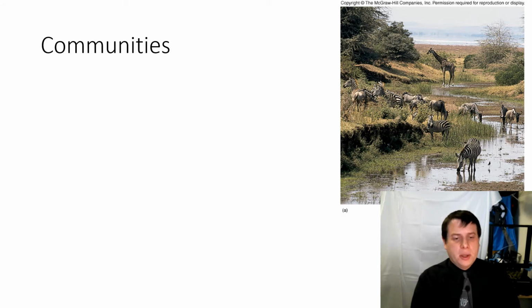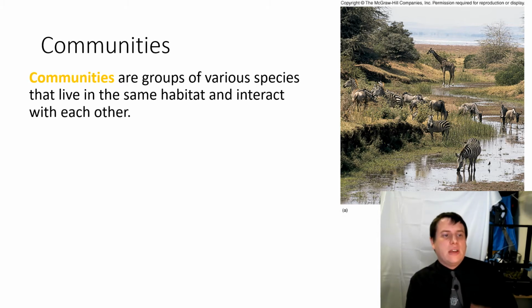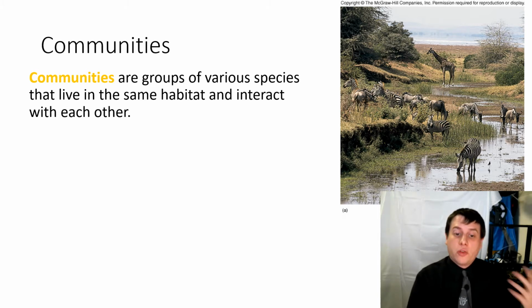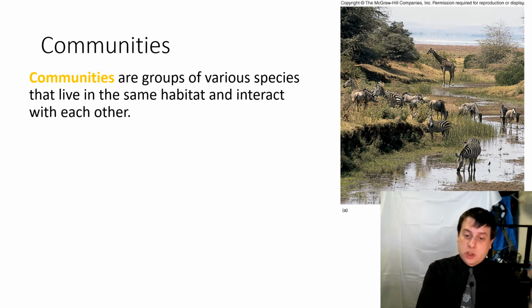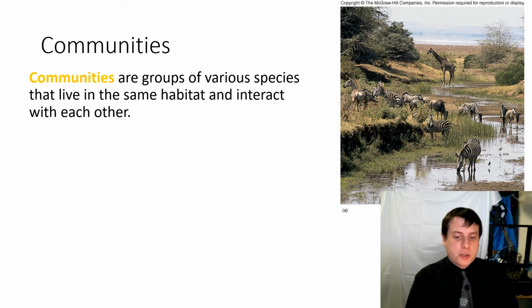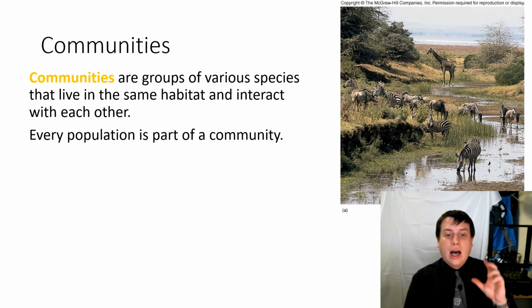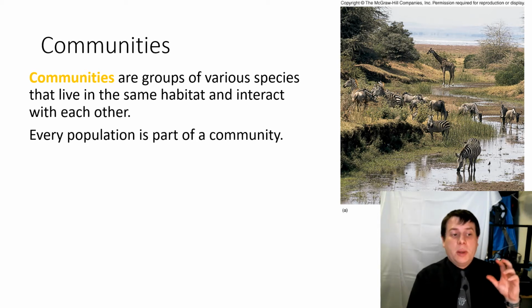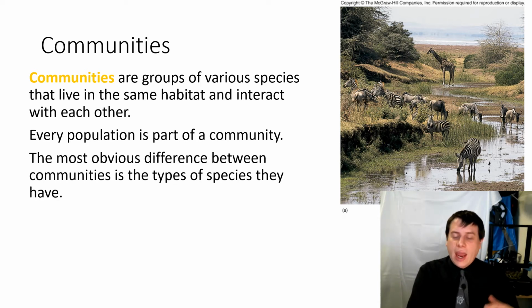And then you have communities. So the communities are the various species that live in the same habitat and interact with each other. So from my last example where I talked about striped trout and largemouth bass, well, they'd be part of the same community even though they're different species. So every population is going to be part of a community, and the most obvious difference between communities is the types of species they have.